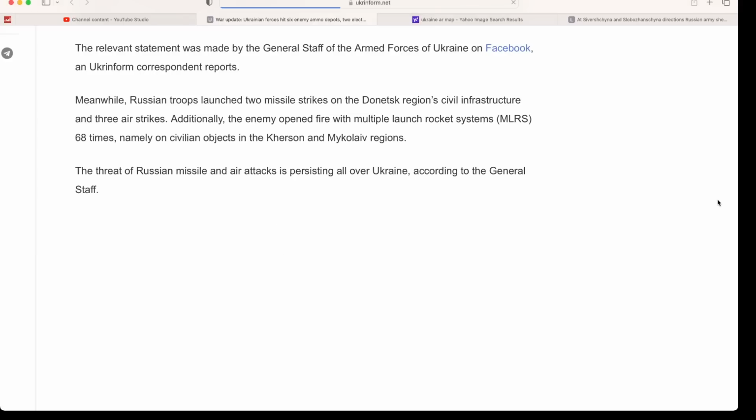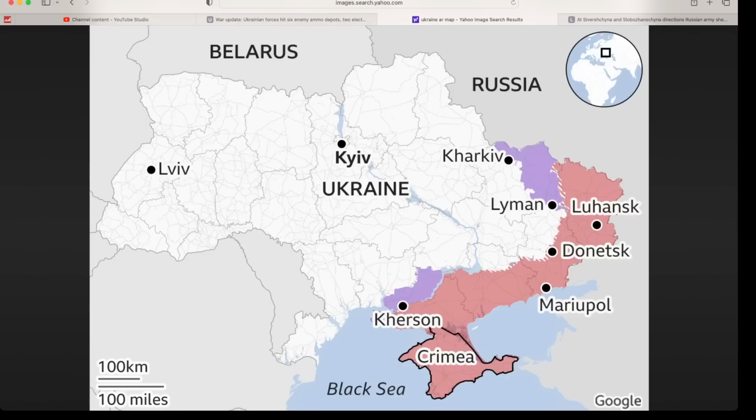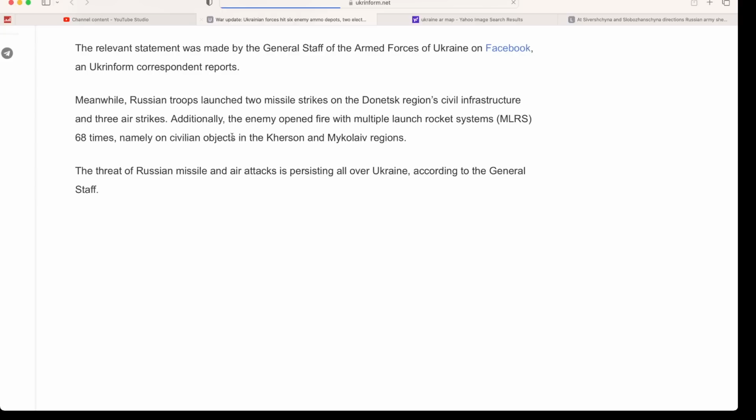Meanwhile, Russian troops launched 2 missile strikes on the Donetsk region's civil infrastructure and 3 air strikes. Additionally, the enemy opened fire with multiple launch rocket systems 68 times, namely on civilian objects in Kherson and Mykolaiv. This is down south. So they did it 68 times in Kherson and Mykolaiv. Now this is right here, this area. Mykolaiv is a little bit, let's say, north of Kherson. So I'll go back to this here.